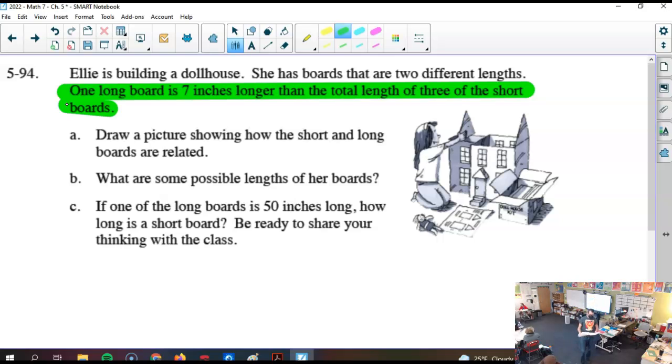One long board. So I probably start with L equals. One long board, L equals. So on your paper, at a minimum, you should have L equals written down. And then we're going to try to create an expression for the other thing they told us. Where'd you get 43 from?